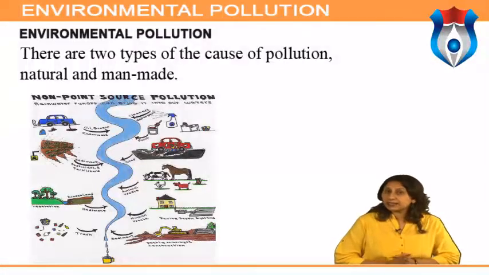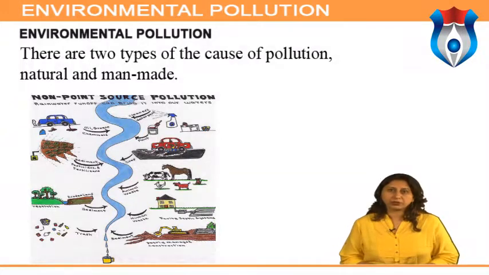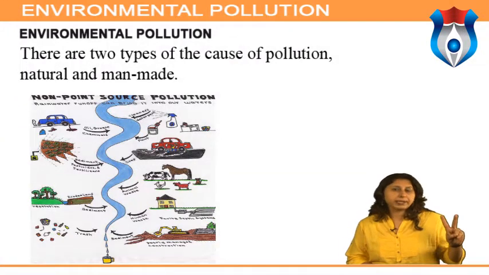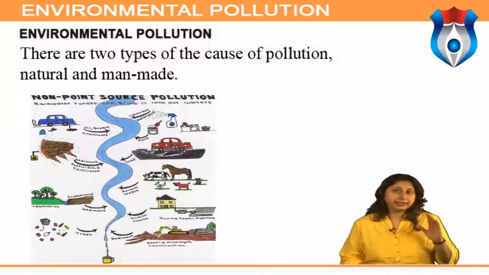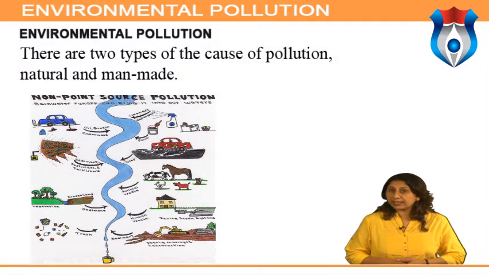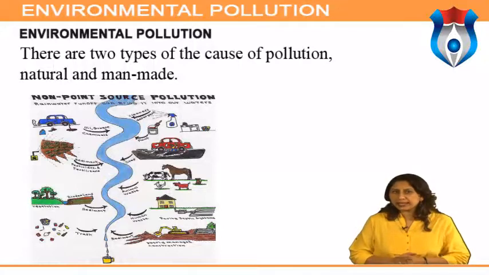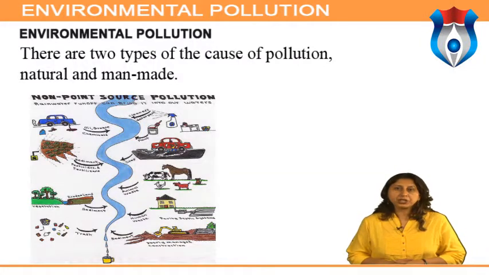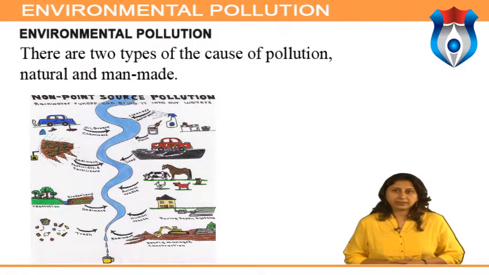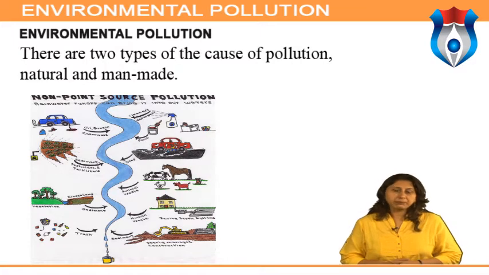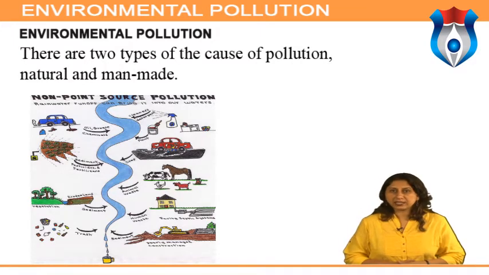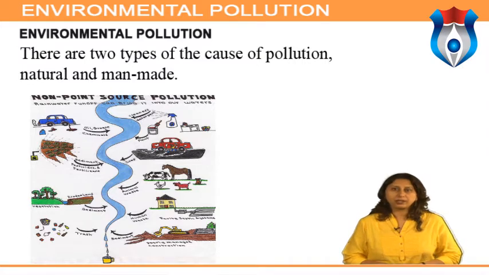Let us now discuss the types of environmental pollution. There are two types of the cause of pollution, natural and man-made. Natural pollution occurs naturally and would not cause excessive harm to our lives due to its regeneration ability. While man-made pollution is caused by human activities and is hard to get rid of, the backbones of man-made pollution are human population and technology.